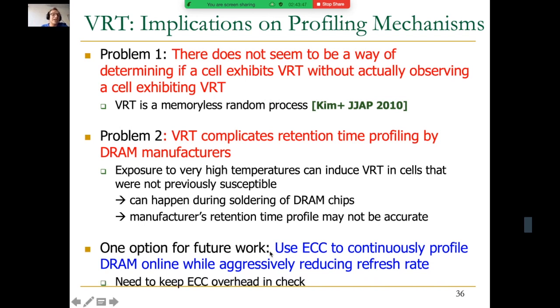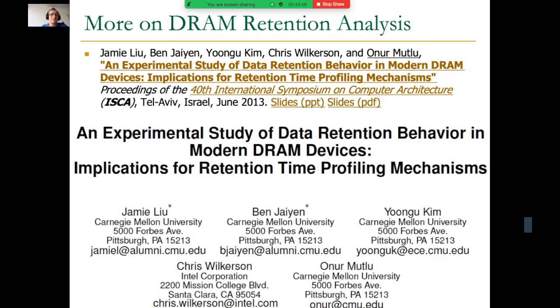Okay, but of course, when you add error correcting codes, you need to keep the error correcting code overhead in check, because if you add too large or too strong error correcting codes, you may actually be spending a lot of storage, density, and also energy on the error correcting codes themselves, on correction itself. That doesn't sound good either. Okay, so this is basically the paper that I've mentioned that looks at an experimental study of data retention behavior. And I recommend reading that.